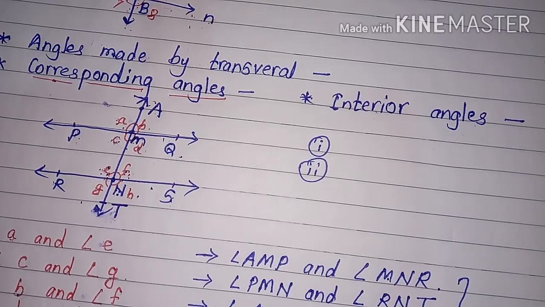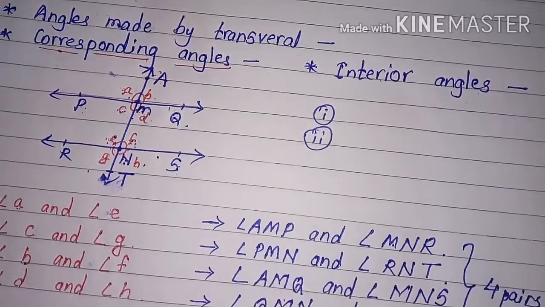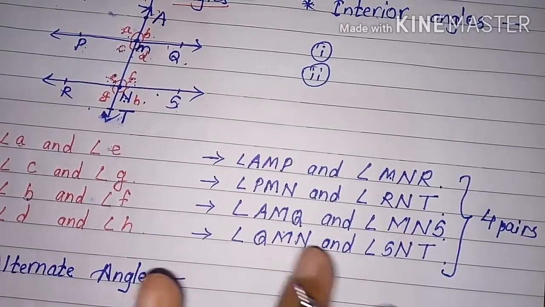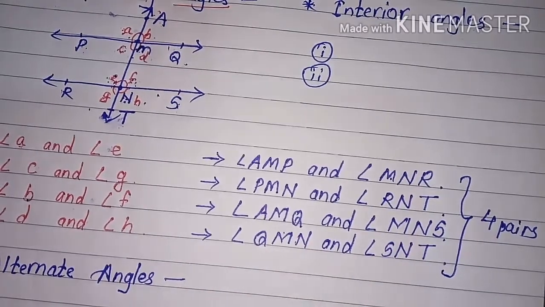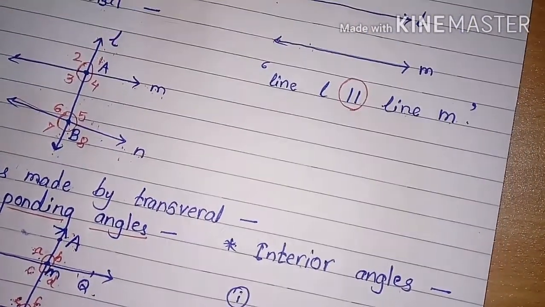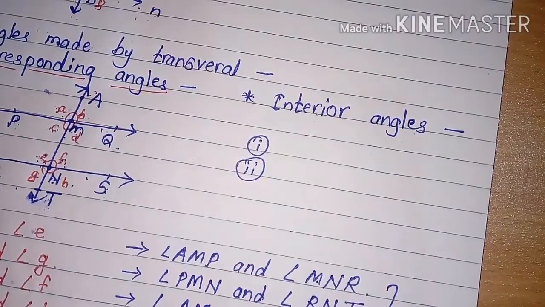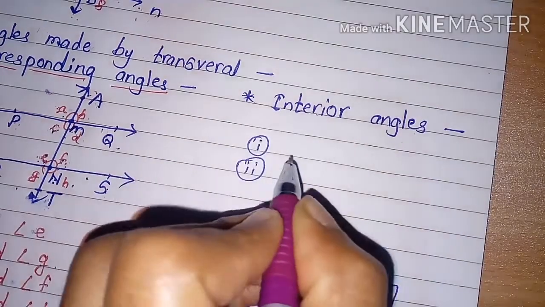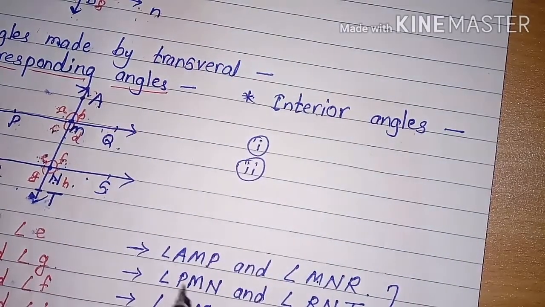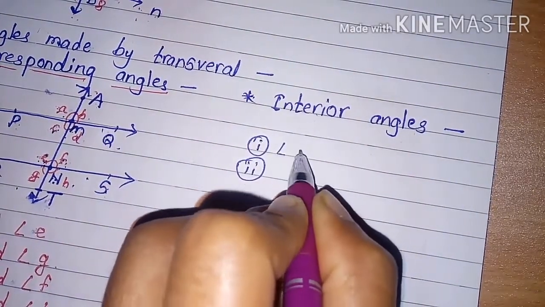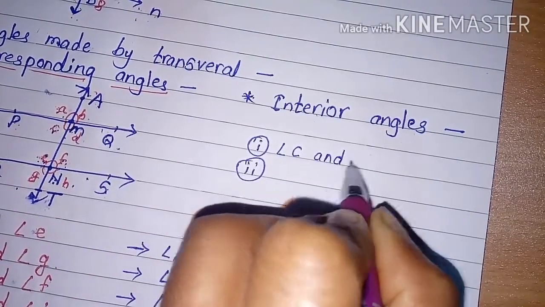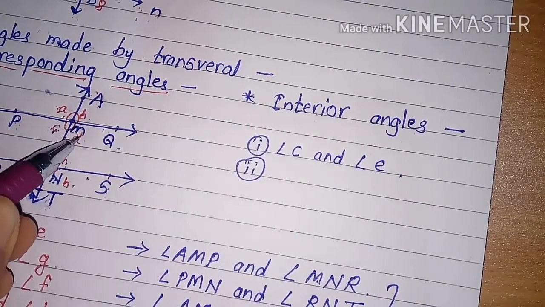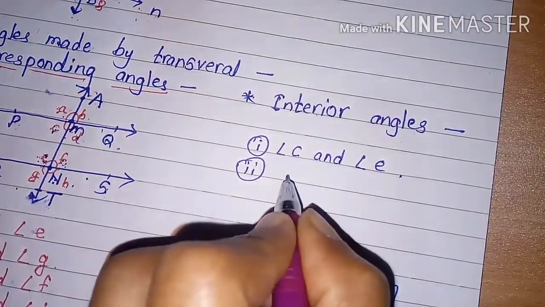Interior angles are supplementary and corresponding angles are congruent. These are the properties of corresponding angles and interior angles. Now let's see interior angles. Now in this alphabet, angle C and angle E, interior angle. Angle D and angle F, interior angle.